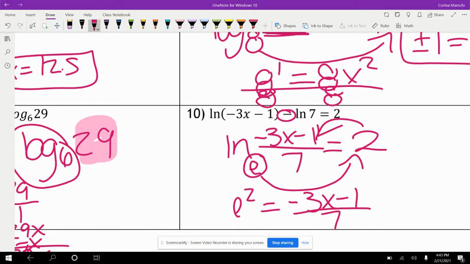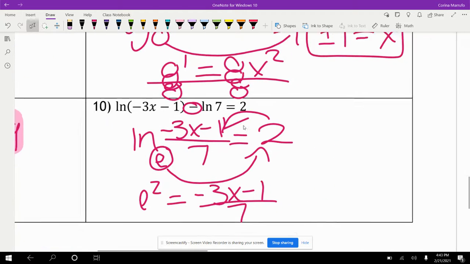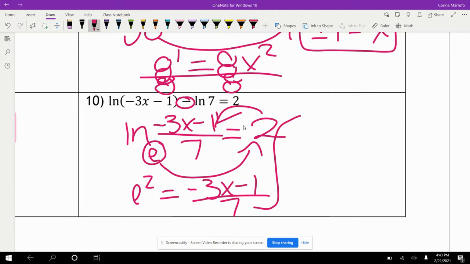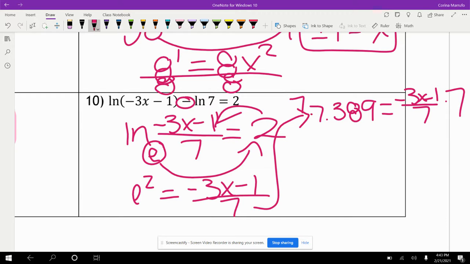So let me see. e squared as a decimal is going to give me 7.389. I'm going to rewrite it here. 7.389 equals negative 3x minus 1 divided by 7. So since we're solving for x, I'm going to go ahead and get rid of this 7 in the denominator first by multiplying by 7 on both sides. And so on this side, we get 51.723 equals, the 7's canceled out, so it's equal to negative 3x minus 1.